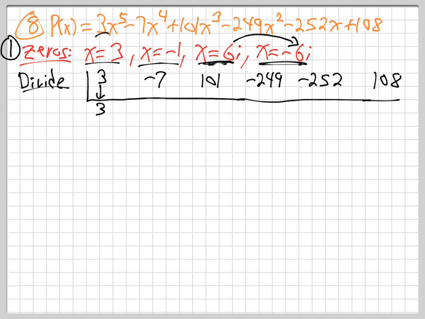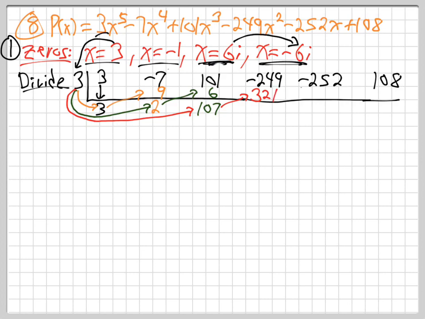And what are we dividing by now? We're dividing by this 3. We'll start with the first one. So this one right here, the 3. All right, so here we go. You know how this works. 3 times 3 is 9. Add them up. 2. And 3 times 2 is 6. Add them up. 107. And 3 times 107, use your calculator, 321. Subtract those in your calculator, 72.